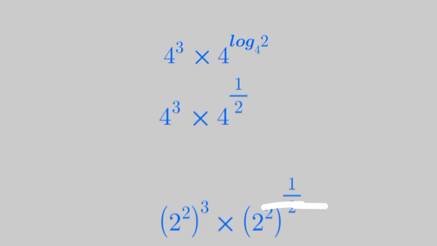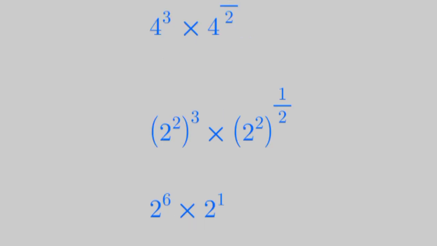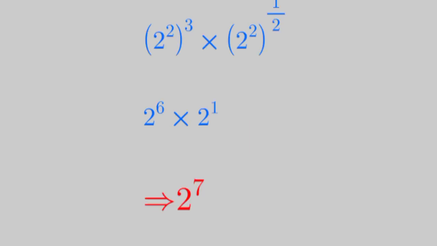Now, when you go on the other side, you have 2 raised to the power of 2 all raised to the power of 3. So, using the same law, 2 is going to be multiplied by 3 and we're left with 6. So finally we have 2 raised to the power of 6 multiplied by 2 raised to the power of 1. So this is going to give us that our final answer is equal to 2 raised to the power of 7.